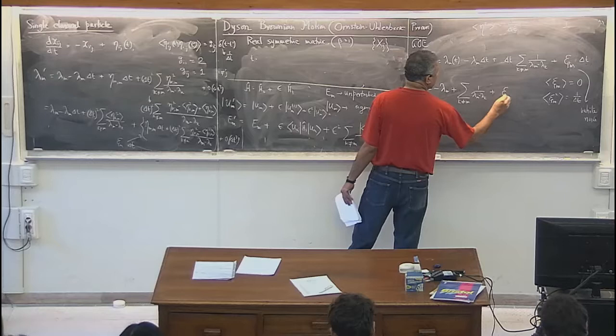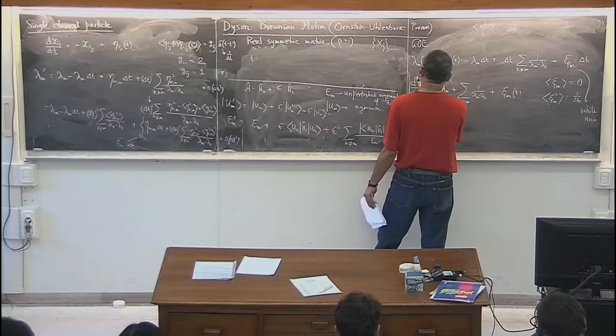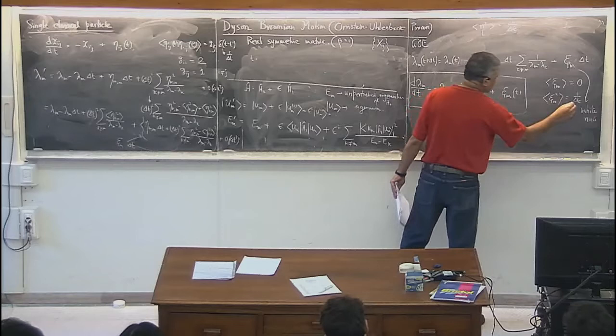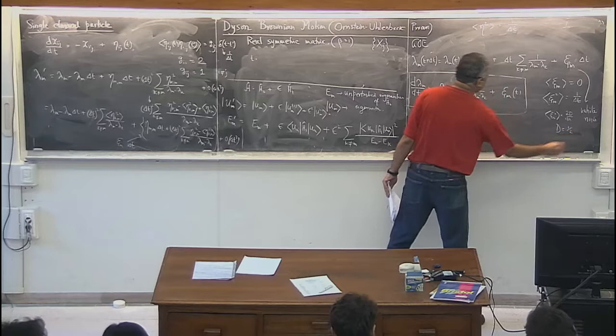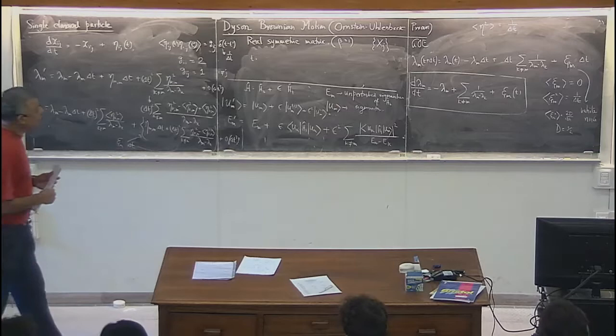And this noise is again a white noise. And with diffusion constant, if you write in general psi_m squared as 2D over delta t, then this means that D equals half here. Okay. So this is the equation of motion, the Langevin equation of motion for the eigenvalues.